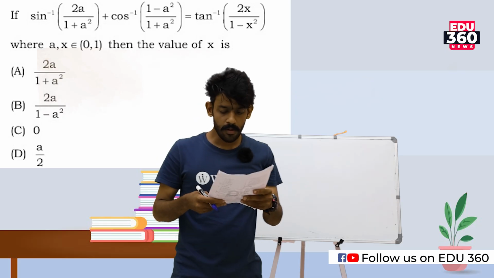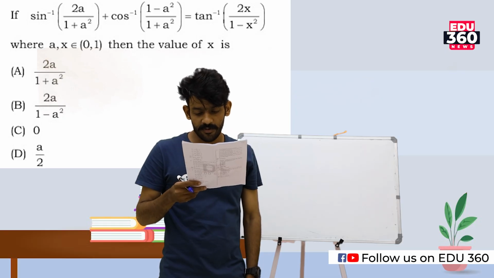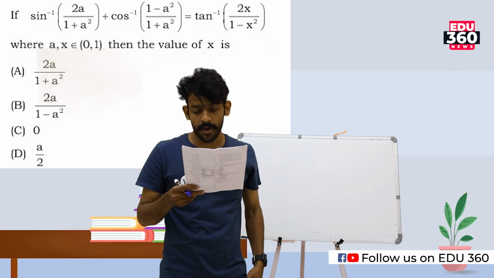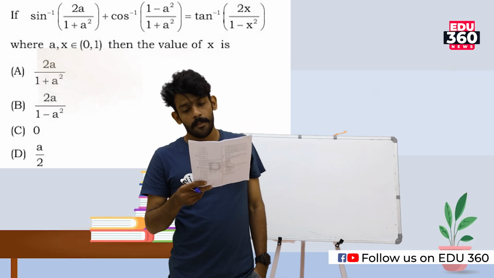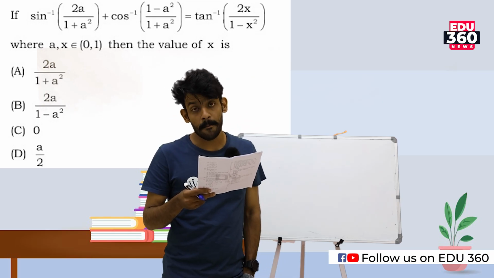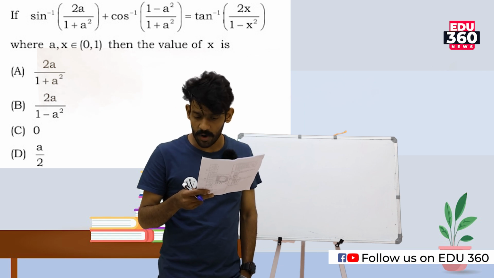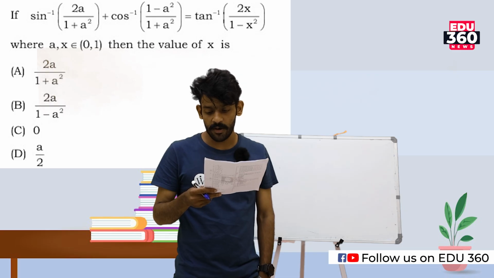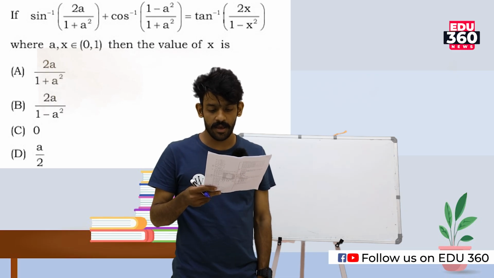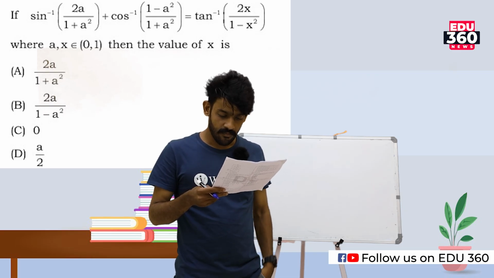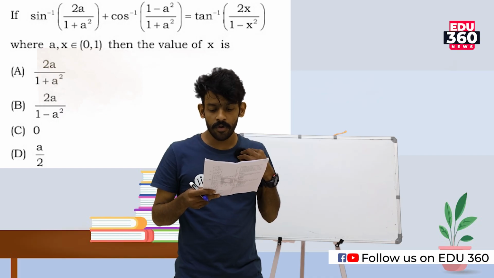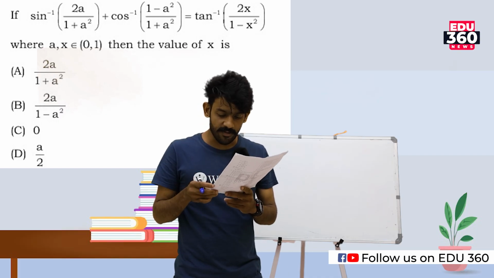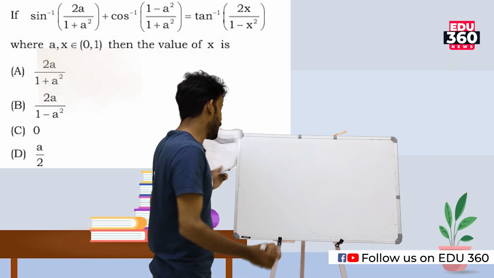So my dears, the next question is: given that if sine inverse of 2a divided by 1 plus a square plus cos inverse of 1 minus a square divided by 1 plus a square is equal to tan inverse of 2x divided by 1 minus x square, where a, x belongs to (0, 1), then the value of x is. In this question, we need to find the value of x.